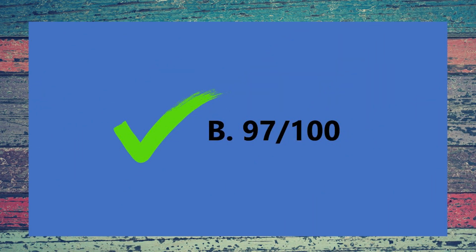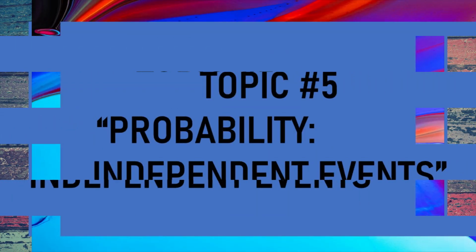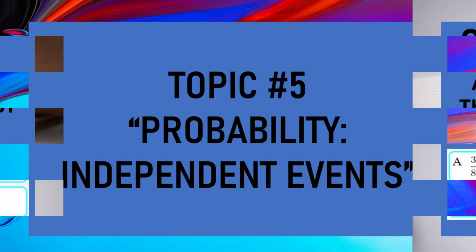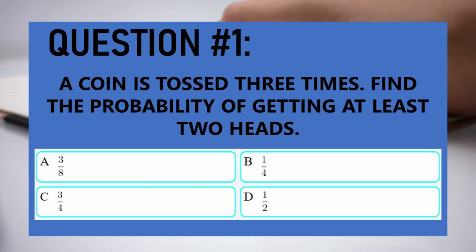And the correct answer is letter B, 97 over 100. Topic number 5, probability of independent events. Question number 1. A coin is tossed 3 times. Find the probability of getting at least 2 heads. Letter A, 3/8, letter B, 1/4, letter C, 3/4, or letter D, 1/2.